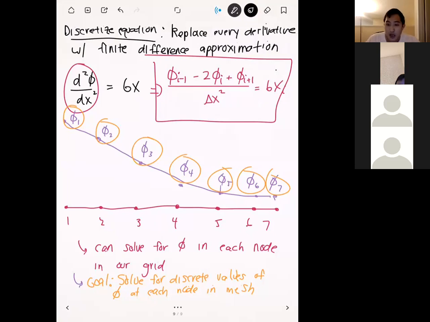What we have instead is these discrete grid points on which we're going to solve the equation, right? So instead of solving for a continuous function, what we're solving for are discrete values of phi, okay? And we're going to use this finite difference equation that we have above to generate the algebraic equations that we need to solve for these phi values. Okay. Any questions on this so far?